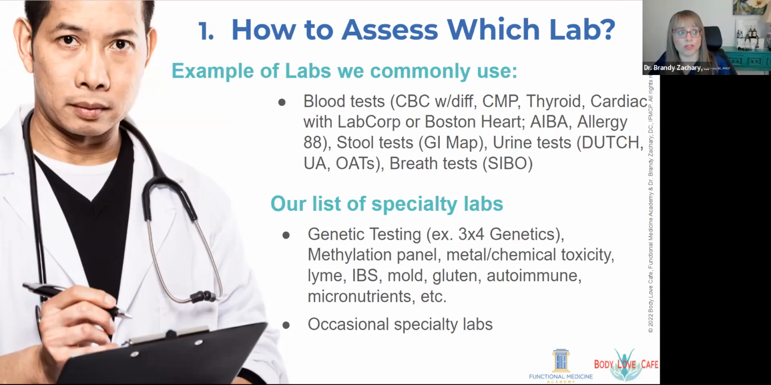Certainly patients come in with all the others and I have to teach them, so you need to know how to read all of them. Urine tests, we'll use DUTCH, standard, and also reflex to culture, UA, OATs tests. Breath test most commonly is SIBO. Some of the specialty tests we'll use are some genetic testing, methylation, maybe Lyme, or certain allergy, micronutrients on occasion, but not all the time. It's a much smaller percentage.